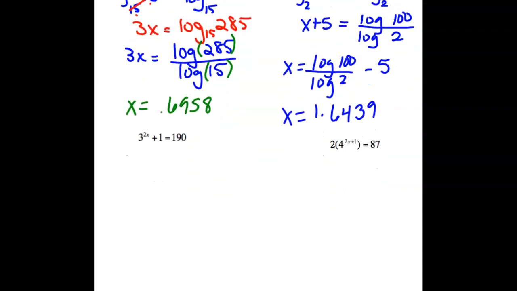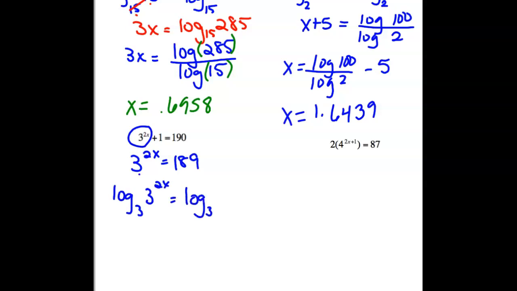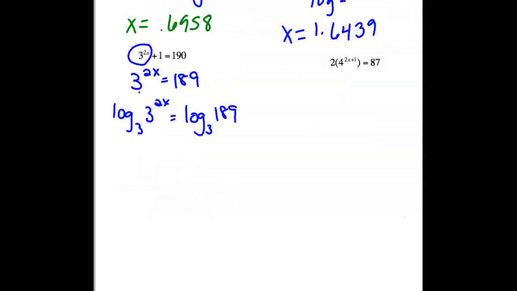For the next one, we have to subtract the 1 first because we want to isolate that exponential piece. So we're going to subtract 1, so 3 to the 2x now equals 189. Our base in this question is a 3, so we're going to use log base 3 of 3 to a power and log base 3 of the other side. On the left, log base 3 of 3 to a power is just the power. These drop out. On the right, we use our change of base. So log of 189 divided by the log of 3.